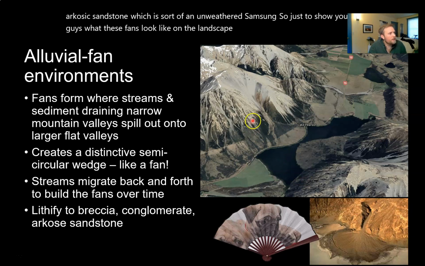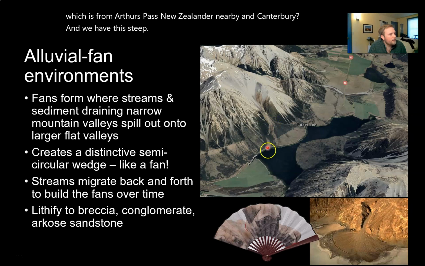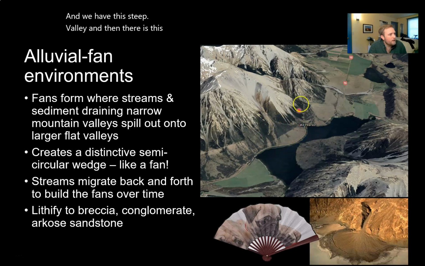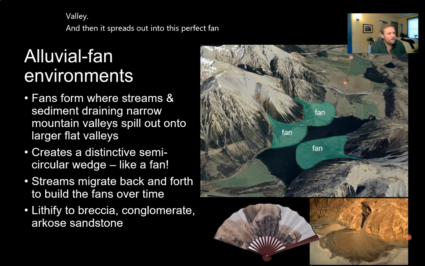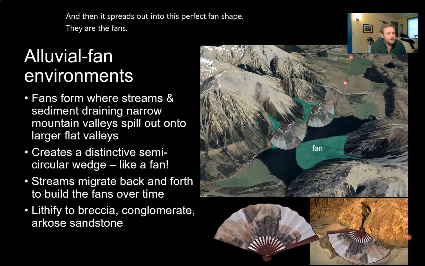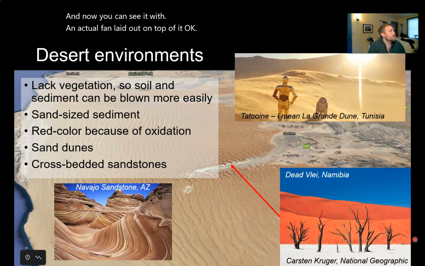So we have this image here, which is from Arthur's Pass, New Zealand, or nearby in Canterbury. And we have this steep valley, right? And then there is this perfect fan shape right here. There's another one right here. And then there's also one right here. Here is an example of a fan from Death Valley, right? So here's the steep, narrow valley, and then it spreads out into this perfect fan shape, okay? There are the fans, and now you can see it with an actual fan laid out on top of it, okay?